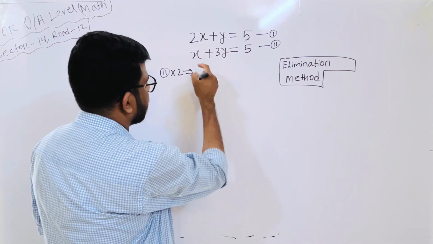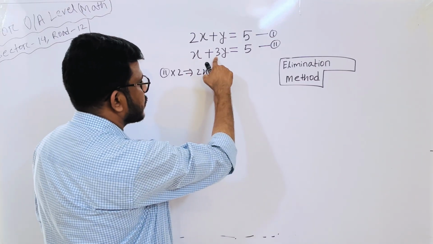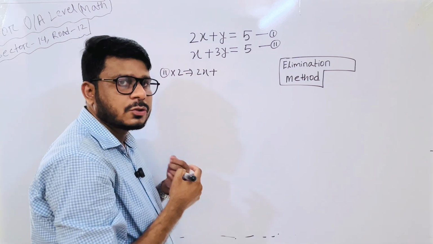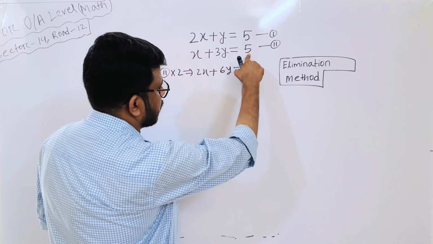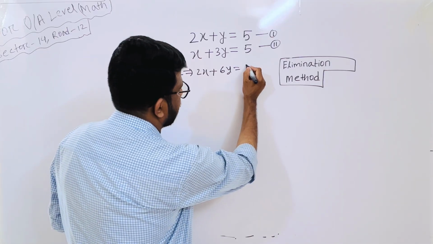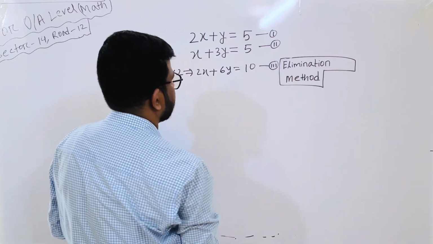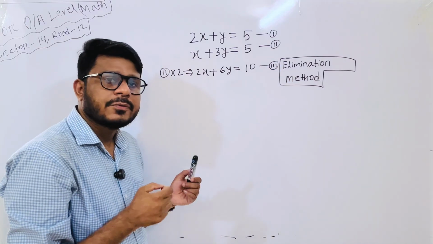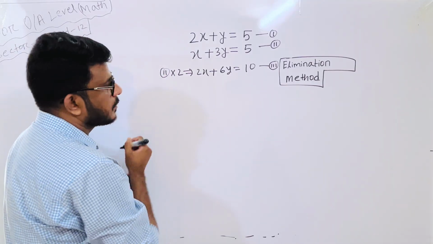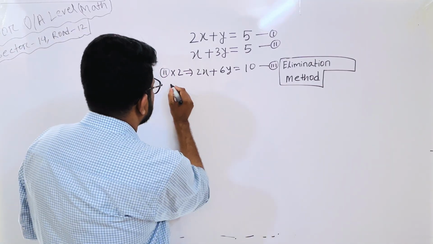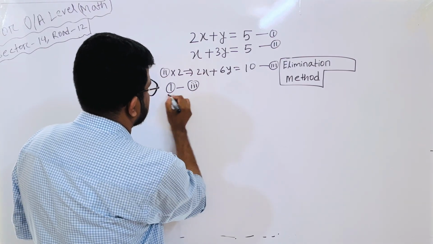This multiplied by 2 will be 2x, and this 3y, multiplied by 2, will be 6y. And this multiplied by 2 will be 10. Now we can write this as equation number 3. Now if we subtract equation number 3 from equation number 1, we can eliminate the x term. So, 1 minus 3.